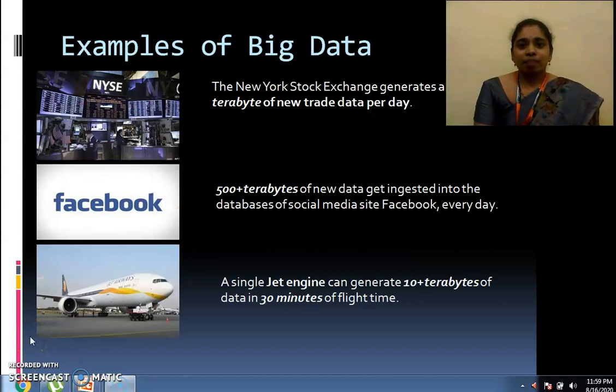These are some of the examples of big data. The New York Stock Exchange generates 1 terabyte of new trade data per day. Facebook: nearly 500 plus terabytes of new data is getting ingested into the databases of the social media site Facebook every day. Jet engine: a single jet engine can generate 10 plus terabytes of data in 30 minutes of flight time.